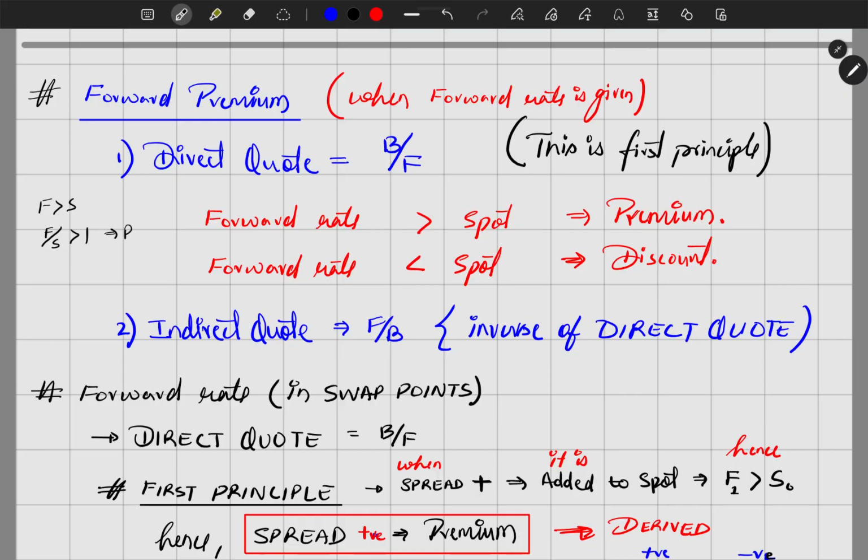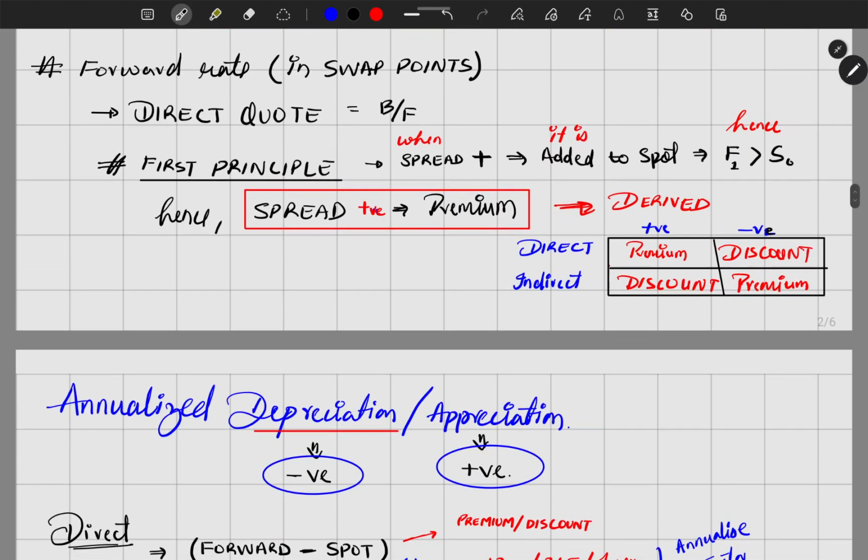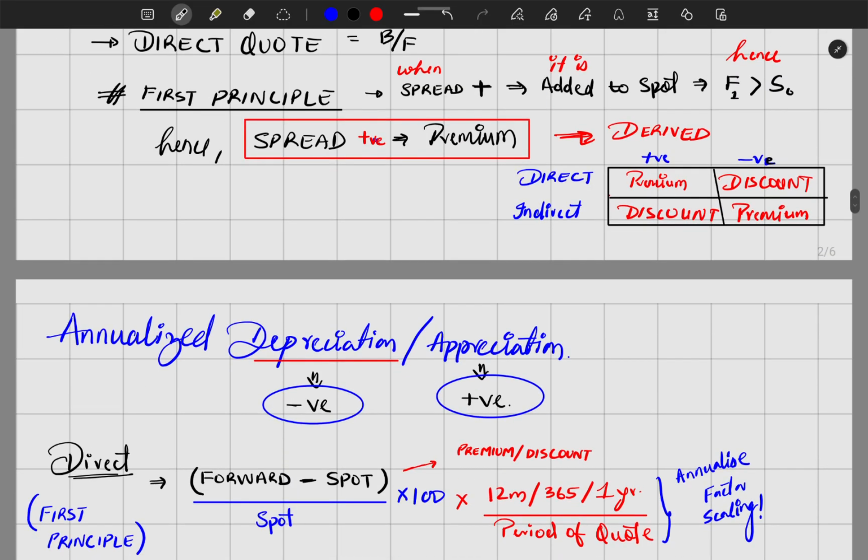In an indirect quote, these things will get reversed, and for the premium to become a discount, the forward rate has to be lower than the spot rate, which is interpreted as follows: the foreign currency is expected to depreciate and the home currency is expected to appreciate. These are the first principles. When it's given in swap points, I have told you the same. When it's a positive spread, you add it, and therefore it becomes the premium. When the spread is negative, you deduct it, it becomes a discount. And the opposite for the indirect quotes.